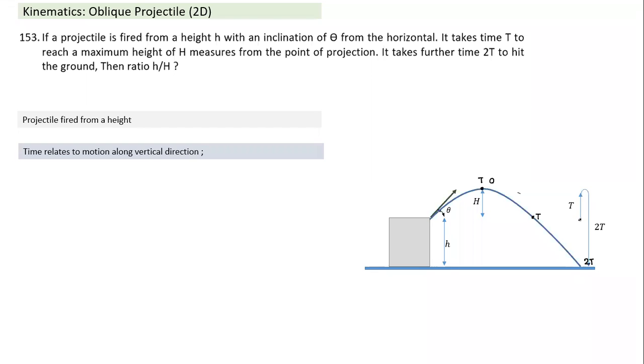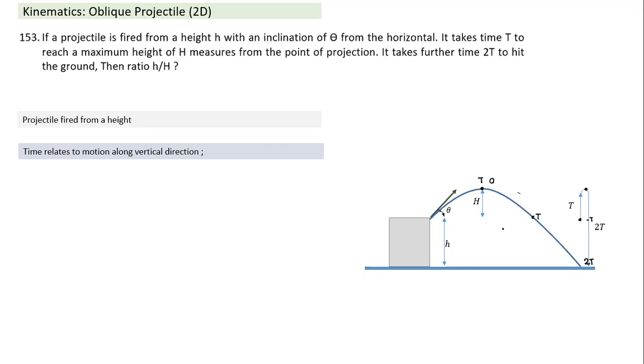The vertical projectile is fired from this height h. It takes time t to reach here, and from here it takes time 2t. The question is, whatever distance it travels in time t, how much vertical distance will it travel in twice that time?